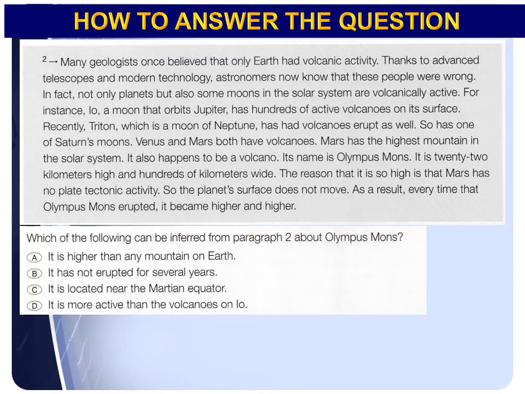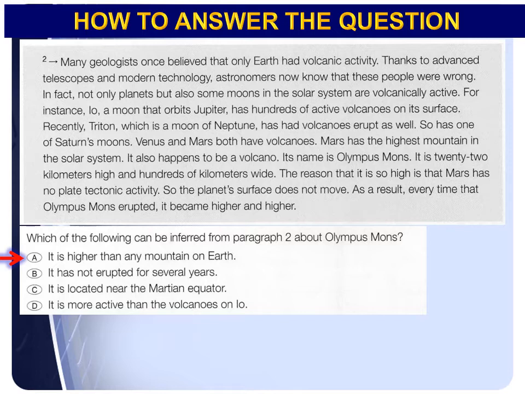So, the question is, which of the following can be inferred from paragraph 2 about Olympus Mons? What do you guess the answer should be? A, B, C, or D? Yes, I think you guessed it correctly. Choice A is the correct answer.